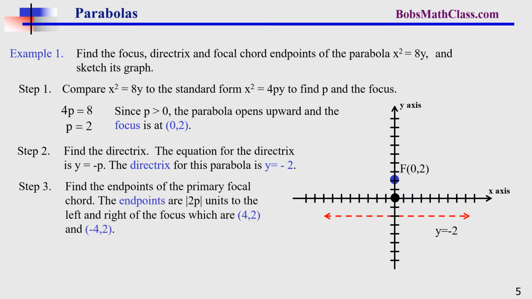Okay, next is the endpoints. So the whole distance through the focus is 4p. And what you're going to do is you're going to figure out what 2p is. It's going to be 2p to the right and 2p to the left. Well, p is 2, right? So it's 2 times 2, which is 4. So you're going to count 4 left and 4 right. And then that's where your endpoints are. So just count over 4 to the left, put a point, 4 to the right, and that gives you 4, 2, and -4, 2. Put those 2 points in.